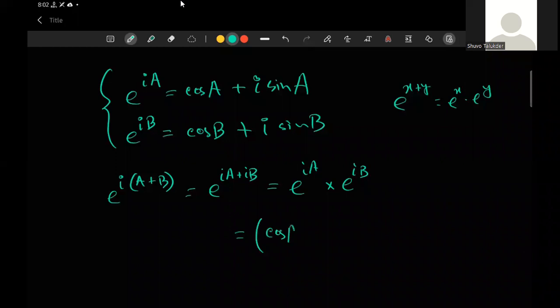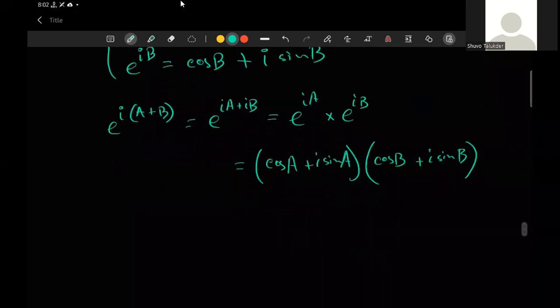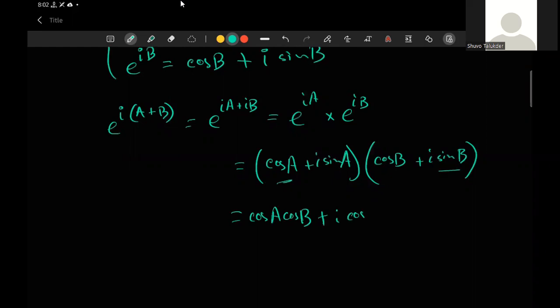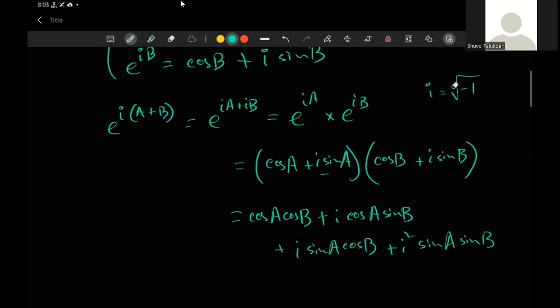If we write it here, cos a plus I sine a times cos b plus I sine b, we'll have four terms. So cos a cos b plus, let's multiply this one with this one, I cos a sine b, plus, let's multiply this with this, I sine a cos b, plus, finally, I times I is I squared. And what's the value of I squared? Minus 1. By definition, I squared is equal to minus 1. So I'm replacing that with minus.